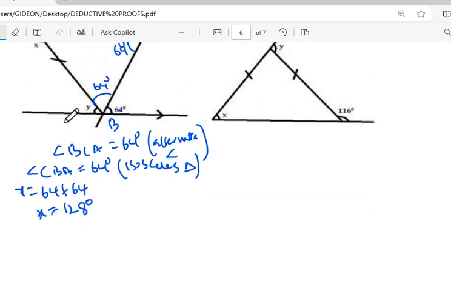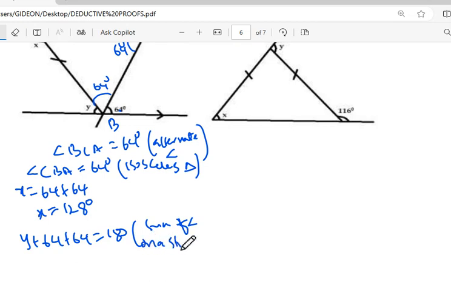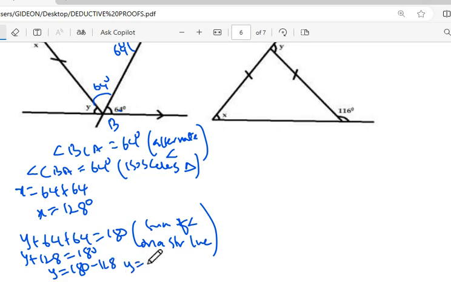Then to get y, now look at this. You notice that this is a straight line. Now we know this angle, we know this angle. So to get y, it becomes y plus 64 plus 64 is equal to 180. That's sum of angles on a straight line is equal to 180. So y plus 128 is equal to 180. So y is equal to 180 minus 128. y is equal to 52 degrees. So that's it. We've gotten that.